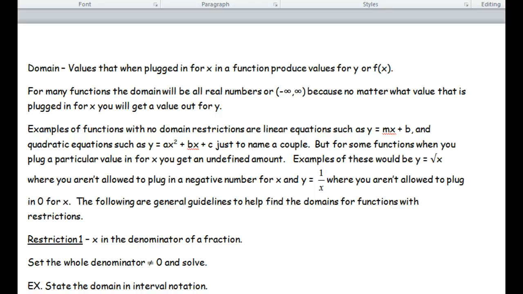Good afternoon, good evening. We're going to talk about the domains of functions today. Let me start by taking a look at this Word document that I've posted online. It talks about what domain actually is for a function.